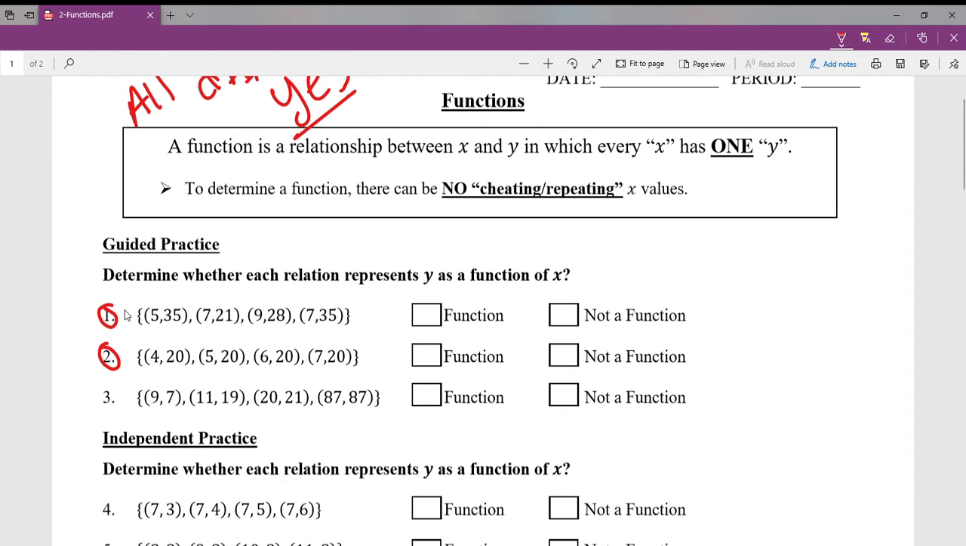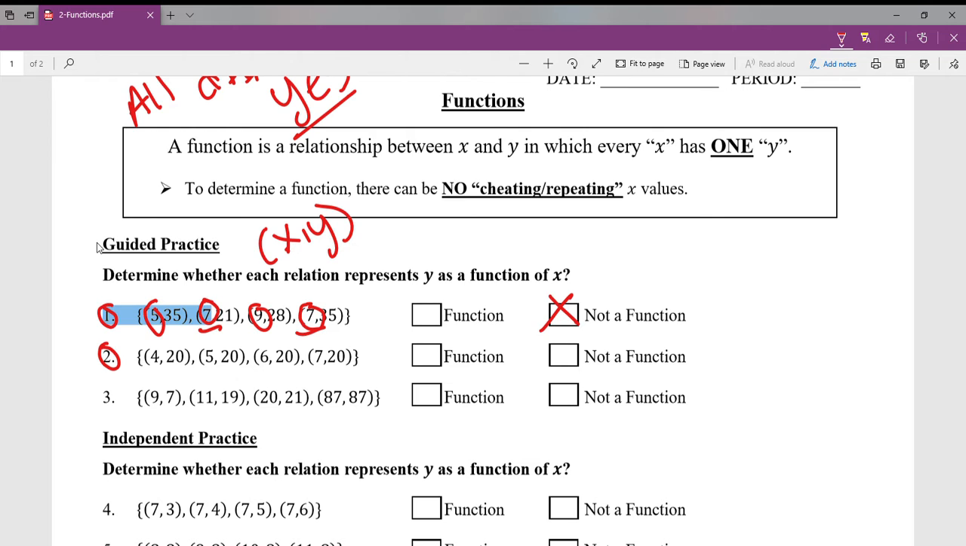So we're going to come down here to number 1. And again, we're only going to look at the x values. So when I have a point, it's always x comma y. And so we're only going to look at those x values. So I have an x value of 5, an x value of 7, an x value of 9, and an x value of 7. So I have two 7s that repeat. So are they all different? No, so it is not a function.